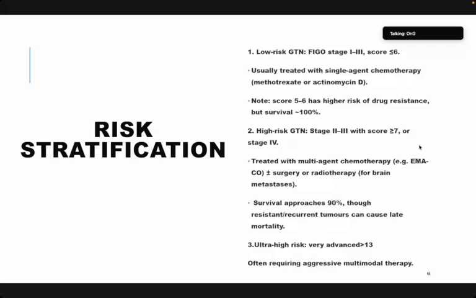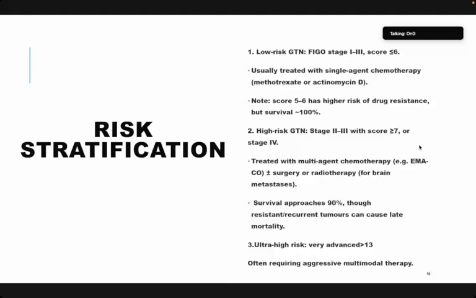Now, according to the risk stratification, as I've said, your low risk is your FIGO stage 1 to 3, with a score that is less than 6. Usually these ones, you treat with a single agent chemo. It can either be methotrexate or actinomycin D. It's important to note that a score of between 5 to 6 has a higher risk of drug resistance.